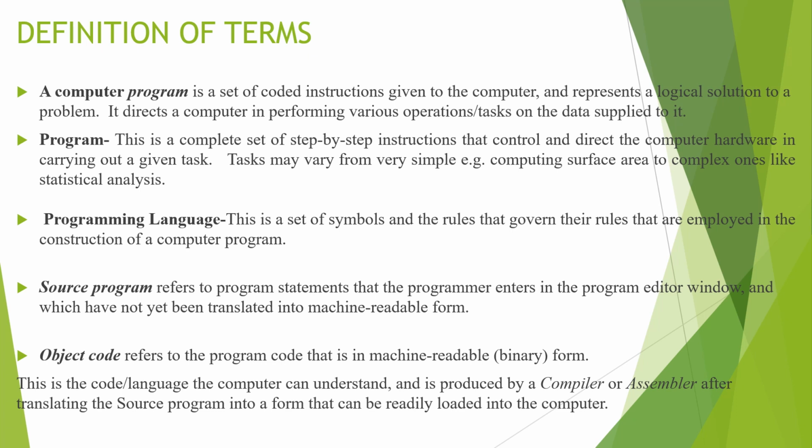We are going to look at the differences between source code and object code here. This is what you're supposed to know, that this is the code language that the computer can understand and is produced by a compiler or an assembler after translating the source program into a form that can be readily loaded to a computer. So an object code, this is the type of language that the computer understands.